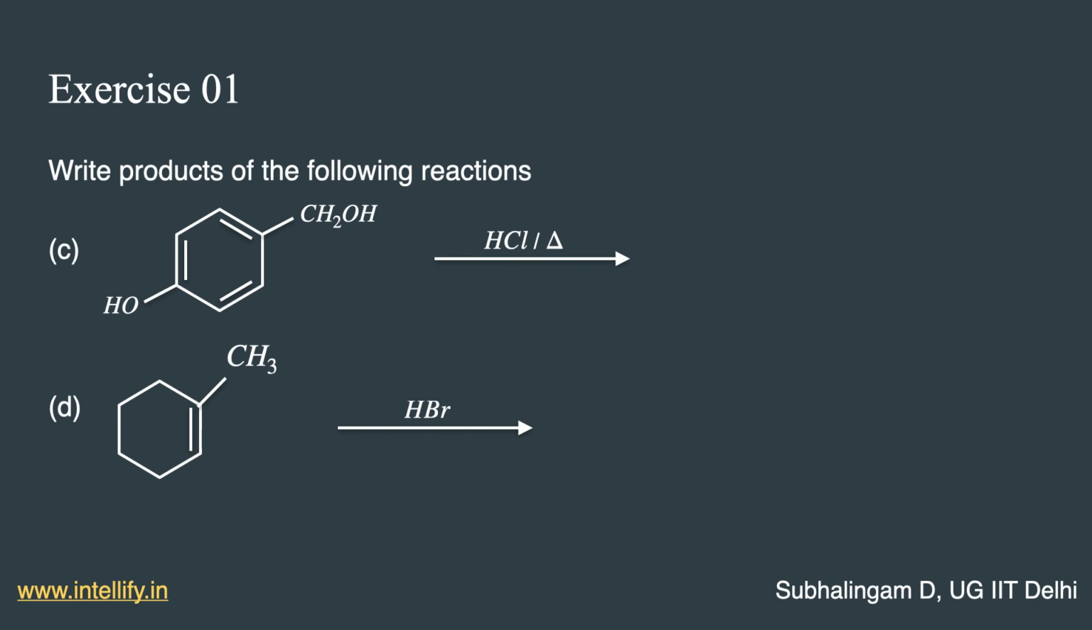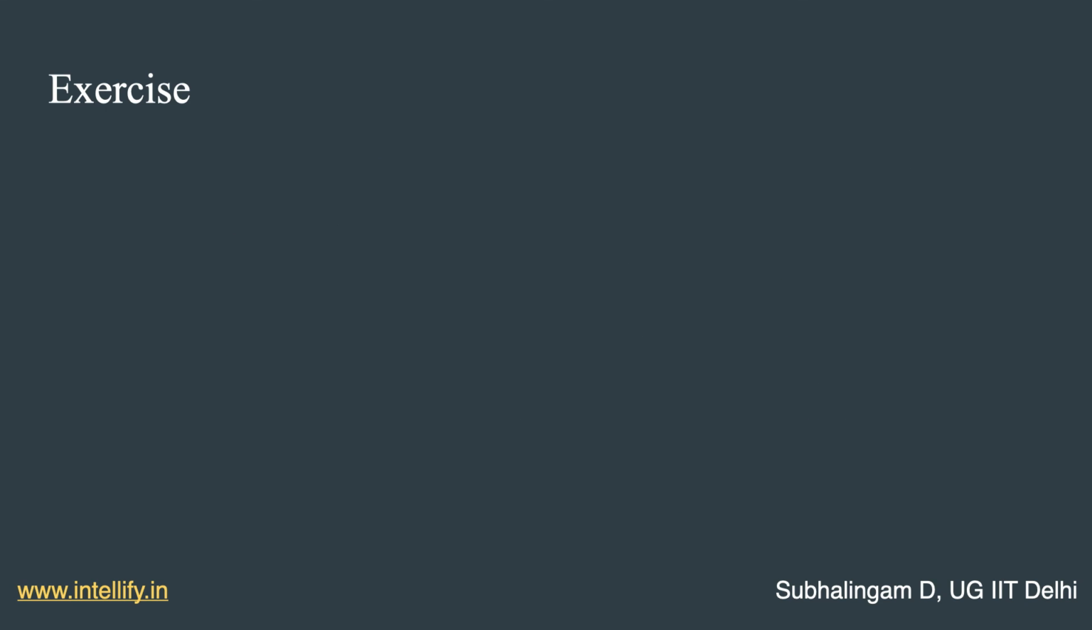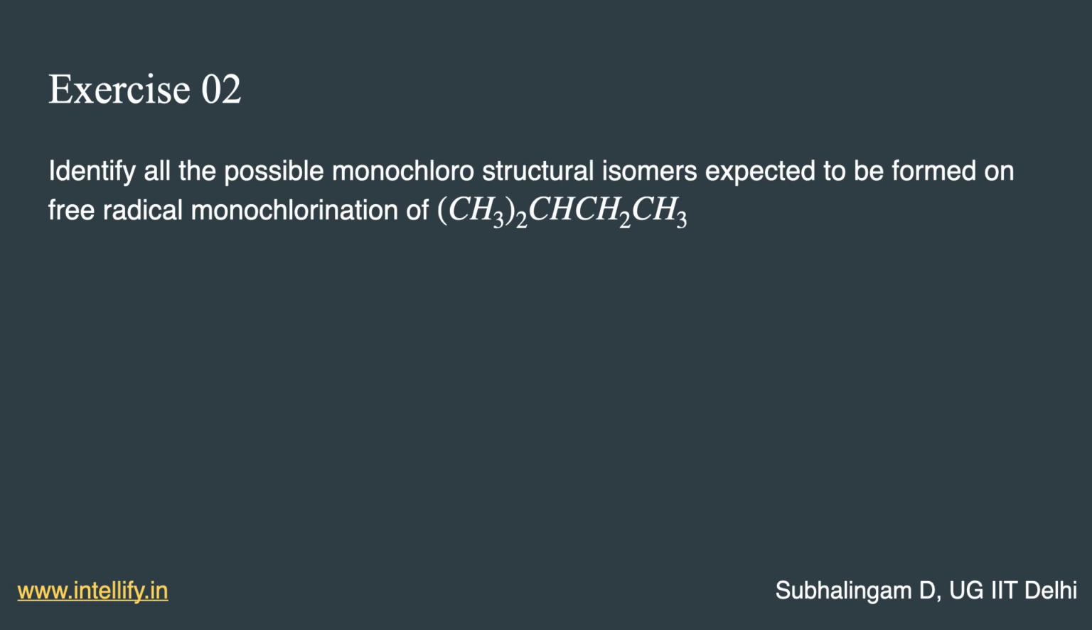And two more questions. Let's look into the solution. So for the first one, both the OH groups get replaced actually, and in the second case it's a normal alkene addition and HBr gives a Markovnikov addition, so we get Br like that. Hope these questions are clear to you.